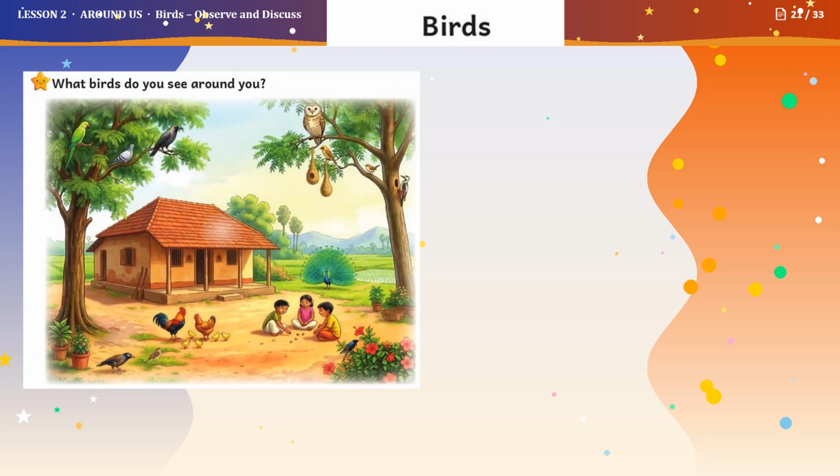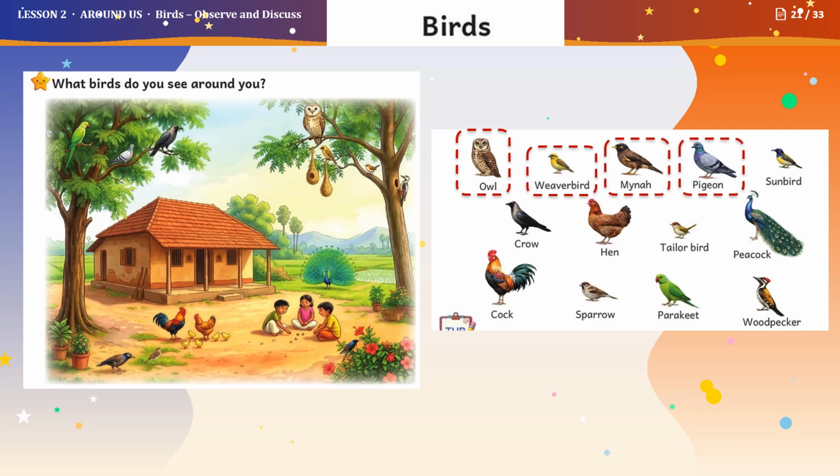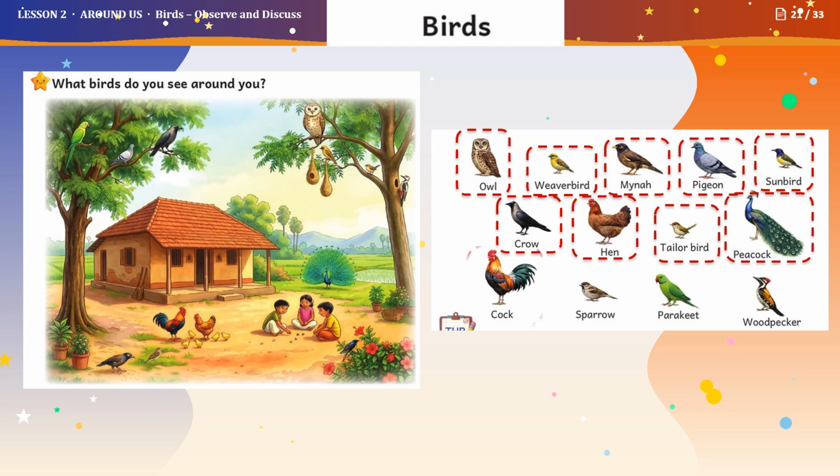Now we are going to move on to the birds. So what birds do you see around you? So we can see owl, weaverbird, myna, pigeon, sunbird, crow, hen, tailorbird, peacock, cock, sparrow, parakeet, woodpecker.